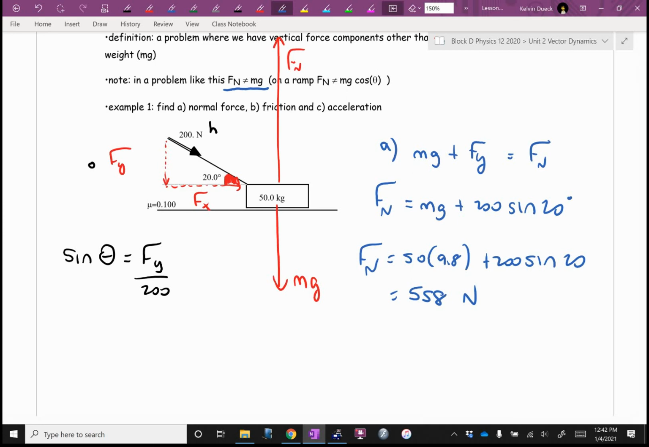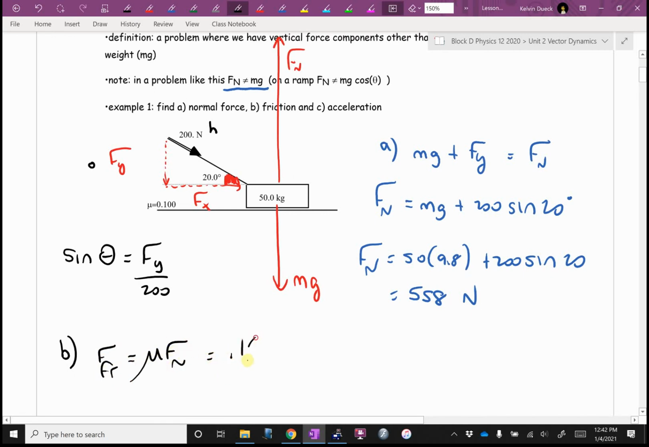Aiden, what does B want me to find? Mu times the... Oh, did they give me mu? Now, if they didn't give me mu, I'd have to find friction by writing a winner minus loser equation and getting the friction by itself. We'll do one like that too, but for now, I think friction equals mu times the normal force.